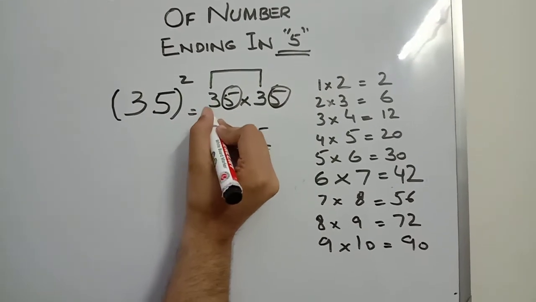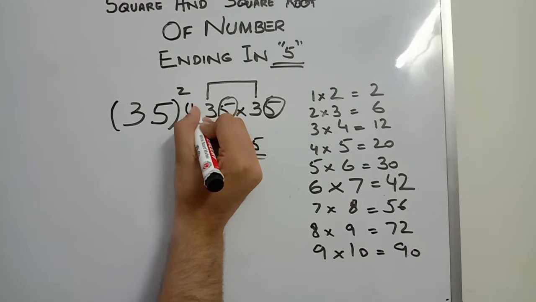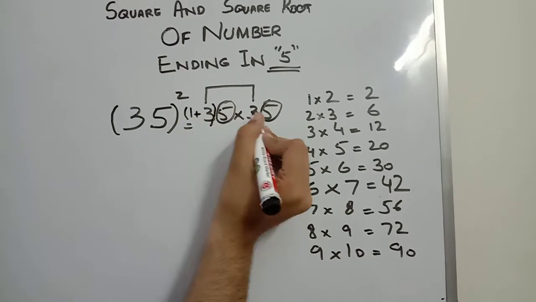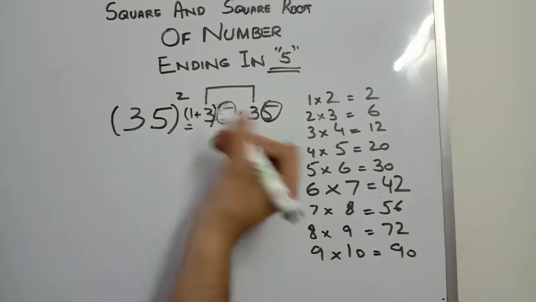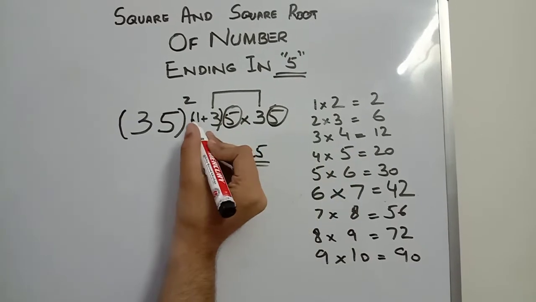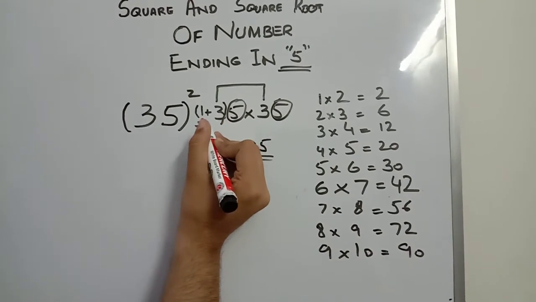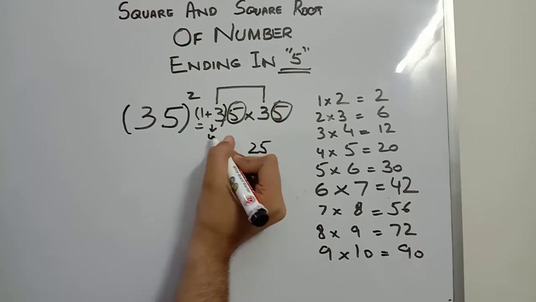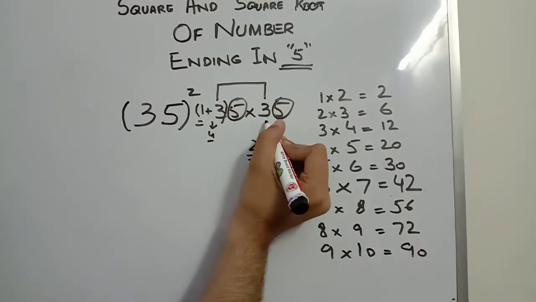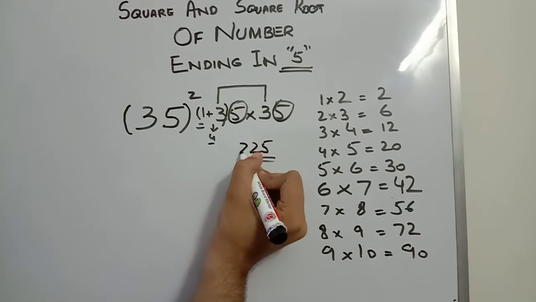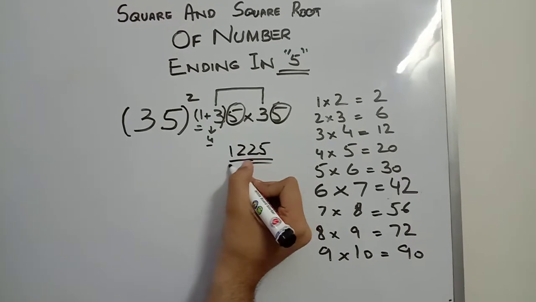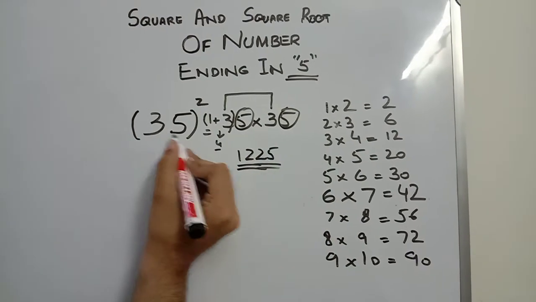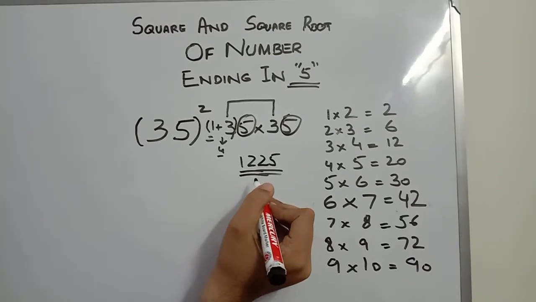What we do, we add 1 to one of them. It could be either this 3 or this 3, whatever. The answer is the same. We add 1 to the 3, it becomes 4, and we simply multiply this 4 with this 3. 4 3s are 12. We get 1225. So square of 35 is 1225.